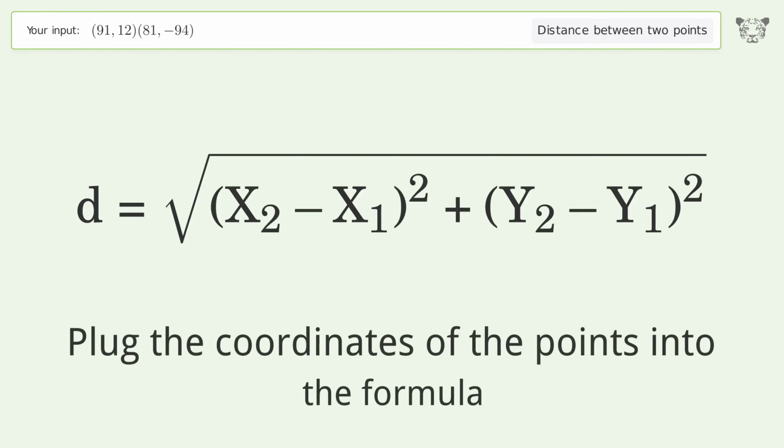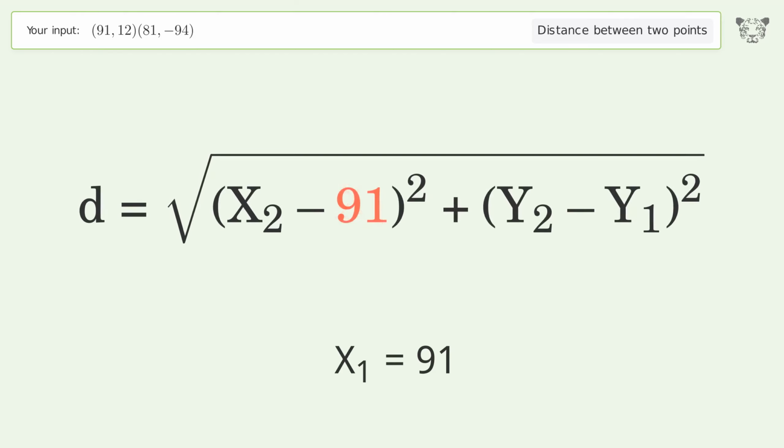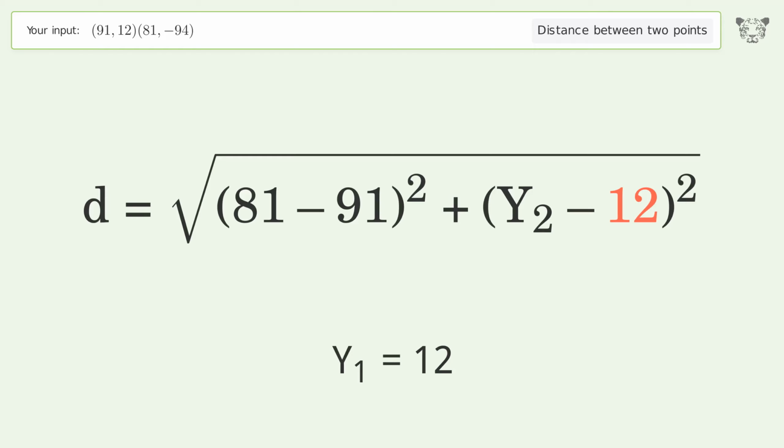Plug the coordinates of the points into the formula. x1 equals 91. x2 equals 81. y1 equals 12. y2 equals negative 94.